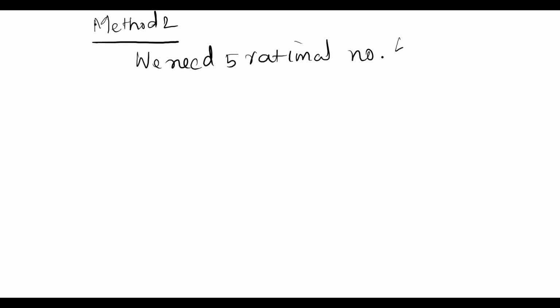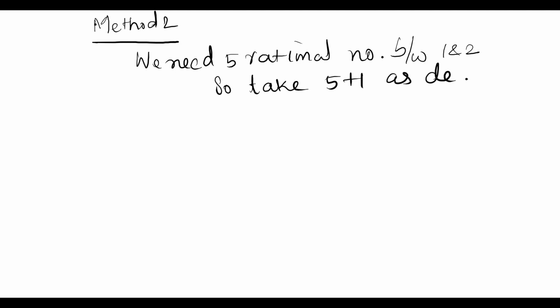The second method is, first consider the total number of fractional numbers they have asked you. Here they have specified 5 rational numbers. So add 1 to this number. So you will get 6. Now we have two numbers, which are 1 and 2. Now we have to write this 6 in fractional form. Take the denominator value to be 6. You have to choose the numerator in such a way that after division you should get 1 and 2.